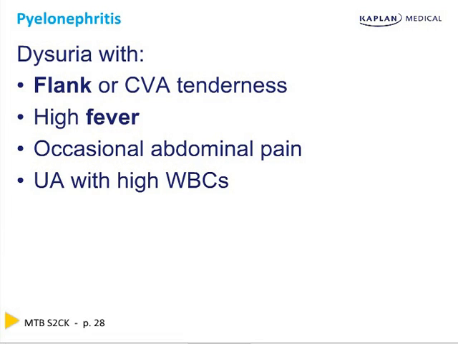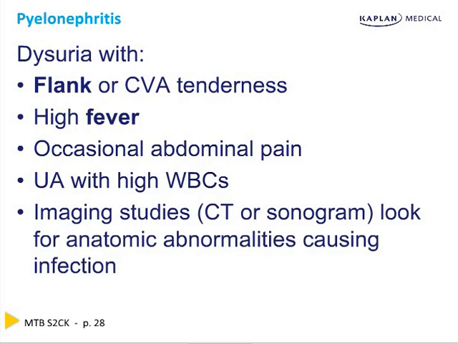The urinalysis will have high white cells, but so does cystitis. Imaging studies such as a CT or sonogram, this is very important. It's not that you need them to tell you have pyelonephritis. If you have a person with dysuria, flank pain, and white cells, you got pyelonephritis. The essential feature is two things for imaging. When do I answer imaging? One, the diagnosis is not clear. Two, it says, which of the following will allow you to prevent recurrences? Prevent recurrences. Imaging studies such as CT or sonogram look for anatomic abnormalities causing the infection.